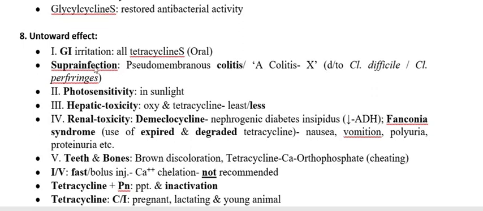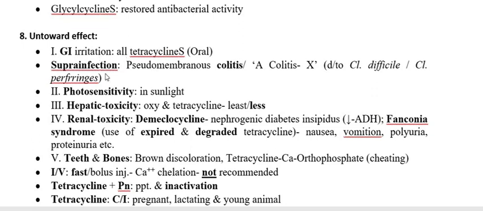diabetes insipidus. So first, when we administer the drug by the oral route, the drug should reach the GI tract. In the GI tract, they are going to produce GI irritation. So most of the tetracyclines are going to produce GI irritation.